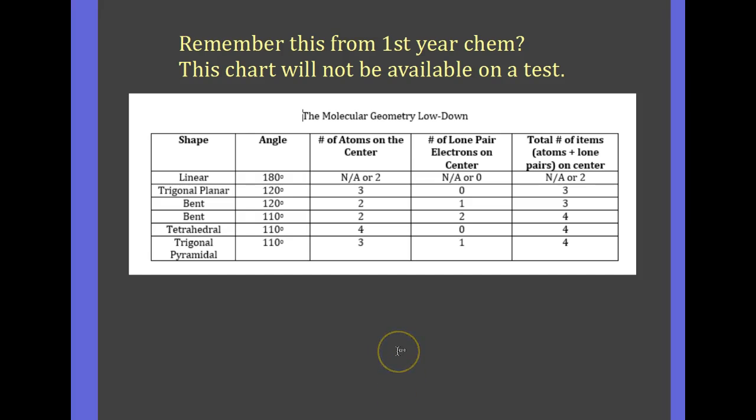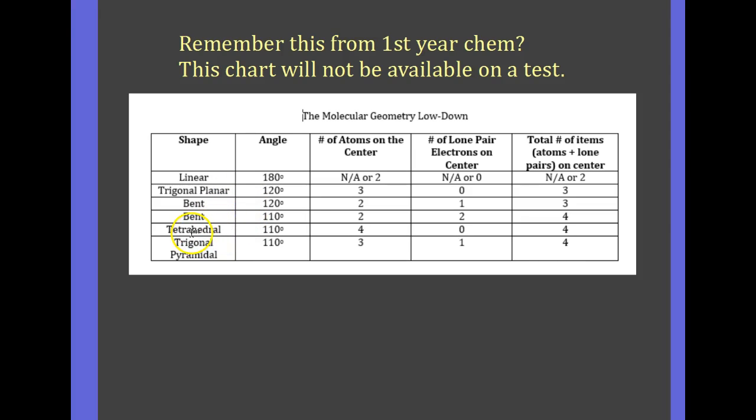Remember this from first year chem? This chart will not be available on any test for you. Haha. So first year chem, we looked at linear compounds, trigonal planar, two types of bent, a bent with a 120 and a bent that was a 110.